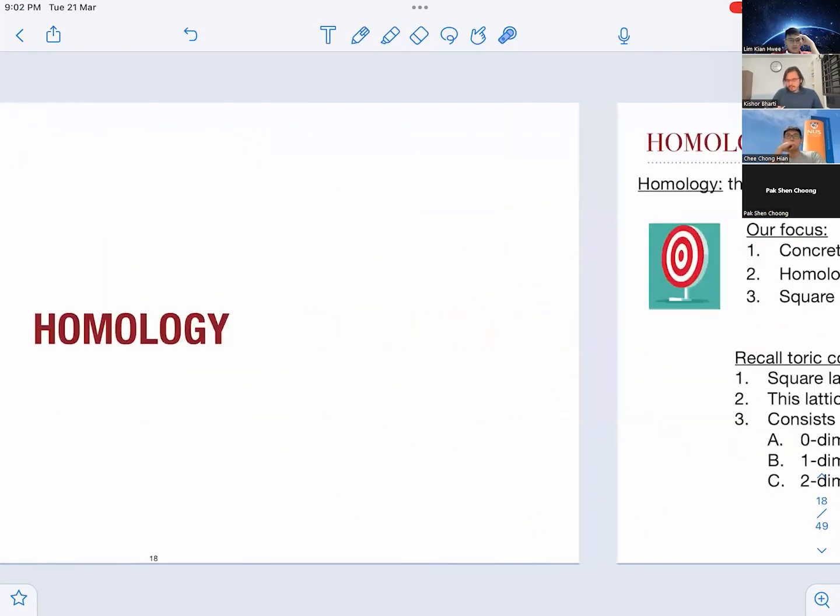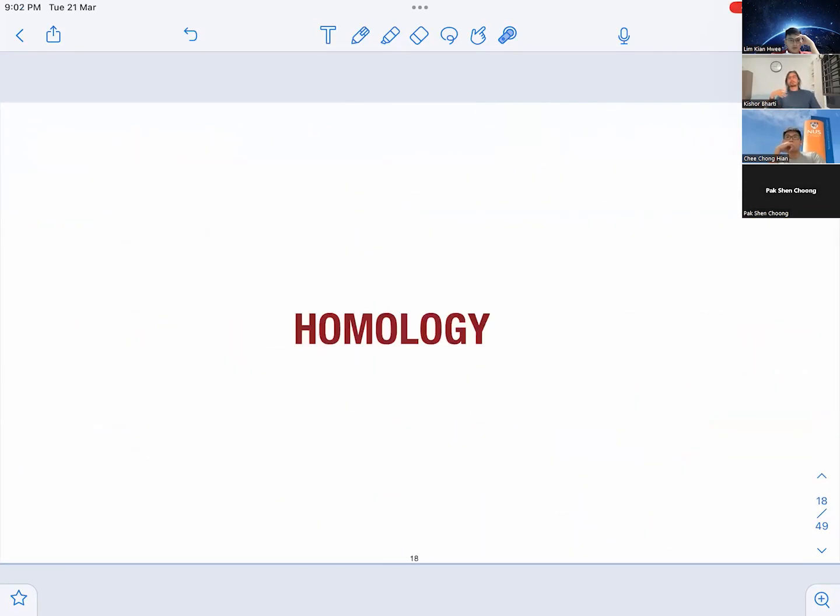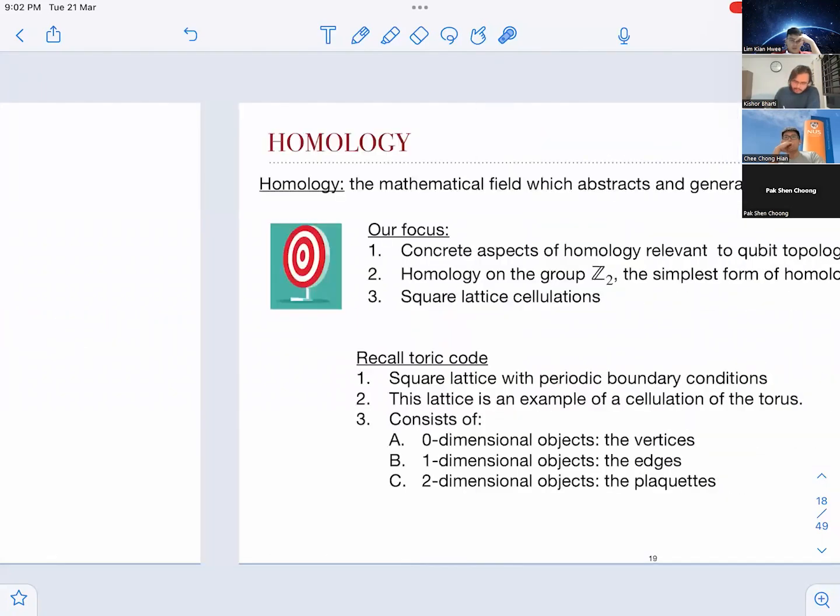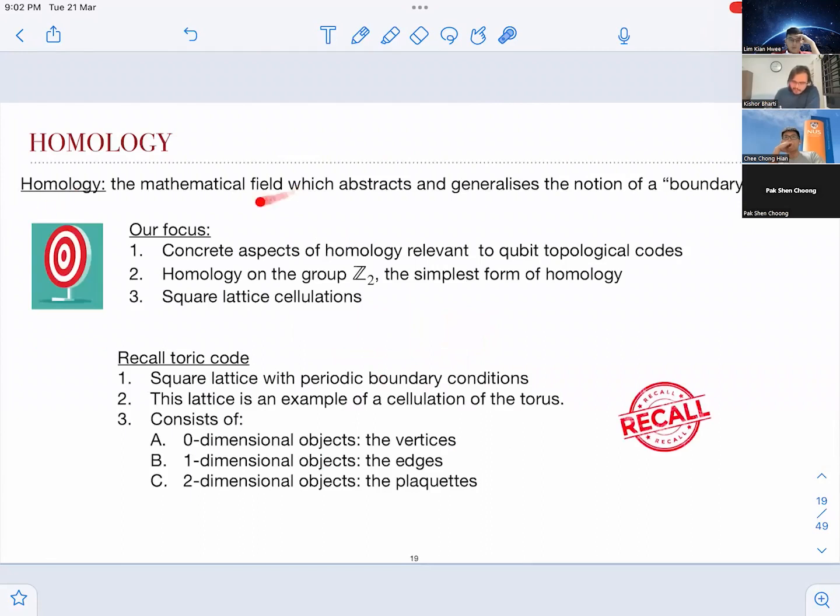So let's now look at some more nuanced notions, and this will be very useful. Using this, we will understand what a Betti number is and how the Betti number can be used to calculate the number of holes. So homology is the mathematical field which abstracts and generalizes the notion of a boundary. So what is a boundary?